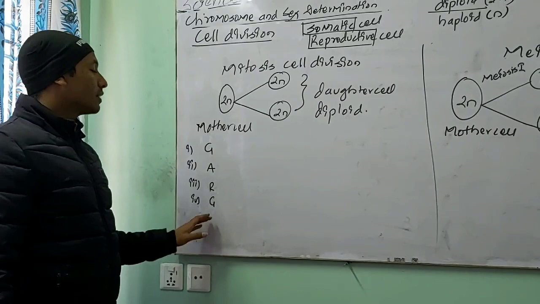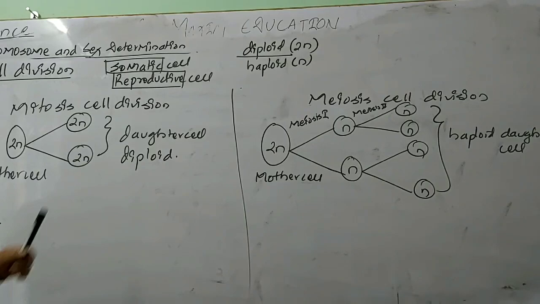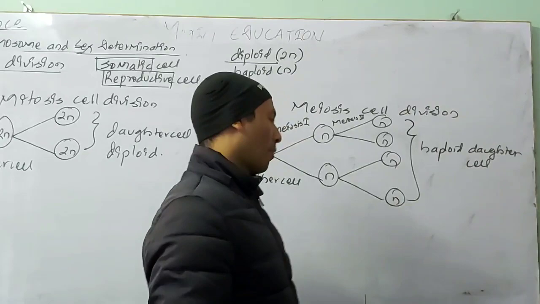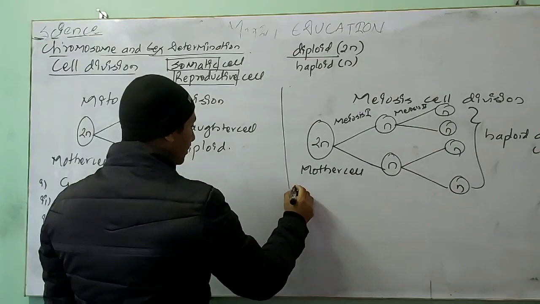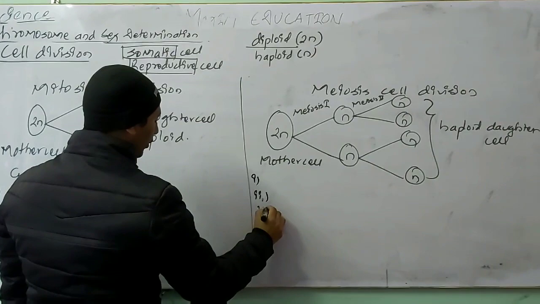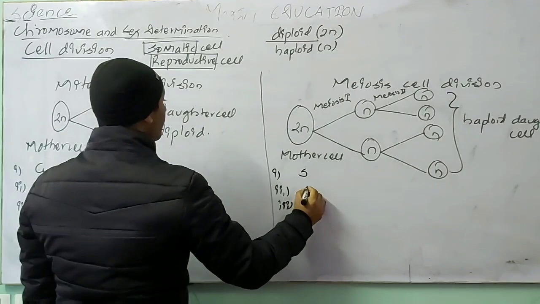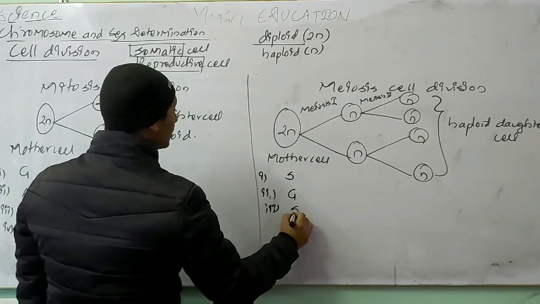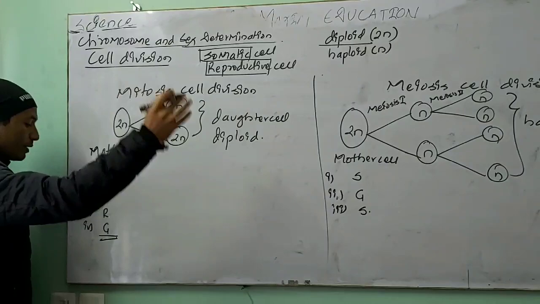Okay, now meiosis cell division. In meiosis cell division, the haploid daughter cells are formed, and it occurs in reproductive cells. The significance of meiosis cell division can be categorized into three main points: sexual reproduction, genetic variation, and stability of living organisms. Here, genetic stability means the same number of chromosomes will be transferred to the offspring from the parents.